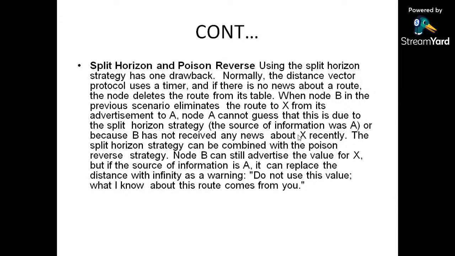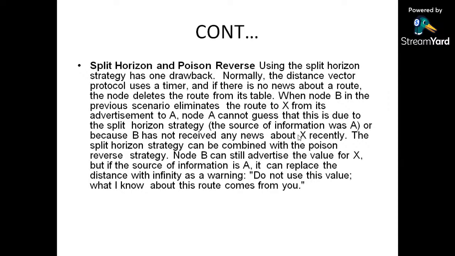So split horizon and poison reverse using the split horizon strategy has one drawback. Normally, the distance vector protocol uses a timer, and if there is no news about a route, the node deletes the route from its table. When node B in the previous scenario eliminates the route to X from its advertisement to A, node A cannot guess that this is due to the split horizon strategy, that is, that the source of information was A.